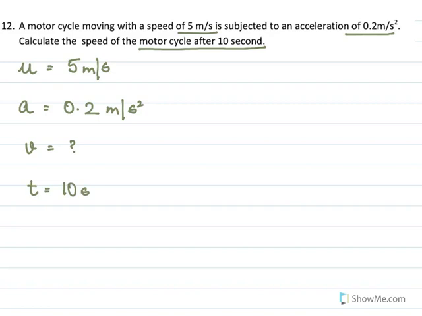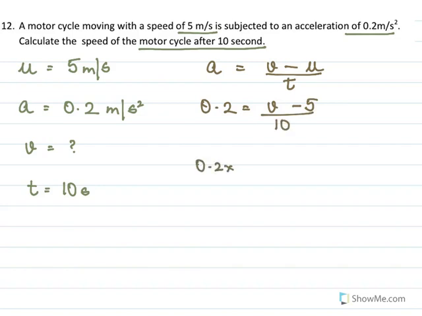So we use our acceleration formula, a equal to v minus u over t. See, the acceleration is 0.2. So 0.2 equal to v, we do not know. u is 5 and the time is 10. So 0.2 into 10 equal to v minus 5. So here 2 equal to v minus 5.